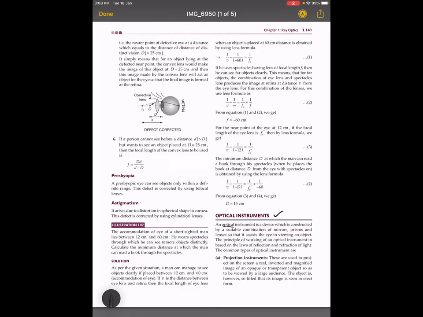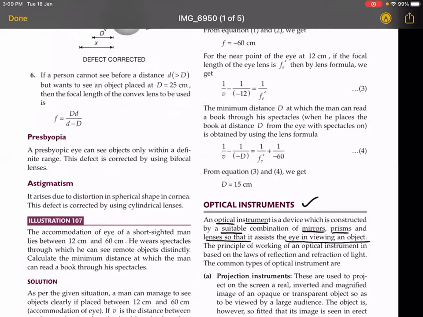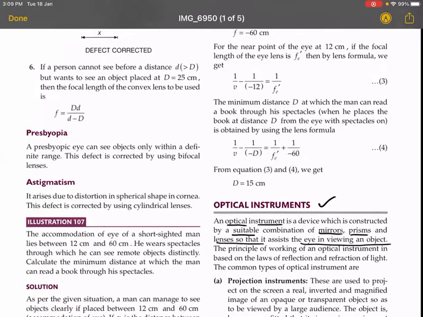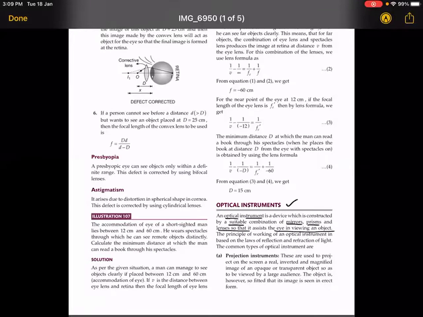An optical instrument is a device which is constructed by a suitable combination of certain objects like mirrors, prisms, and lenses, so that it assists the eye in viewing an object. So what is the meaning of this statement? Can someone tell me? What do we mean by assisting the eye in viewing an object?